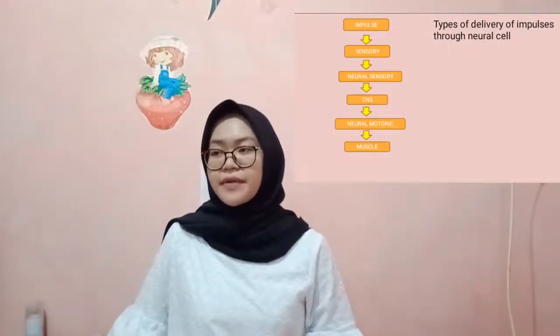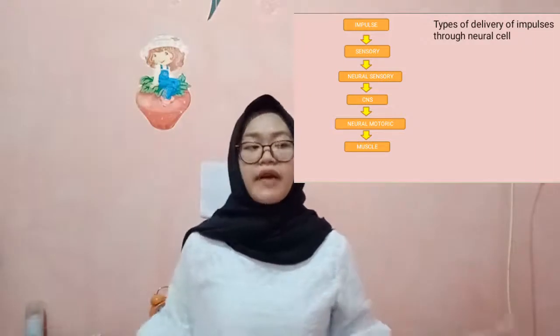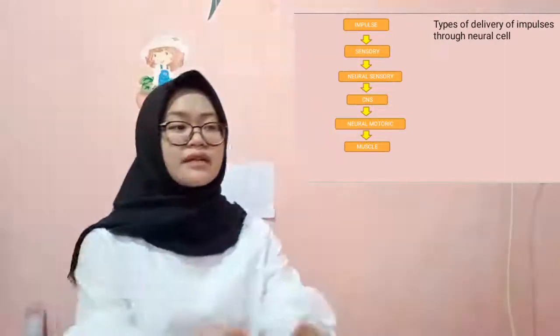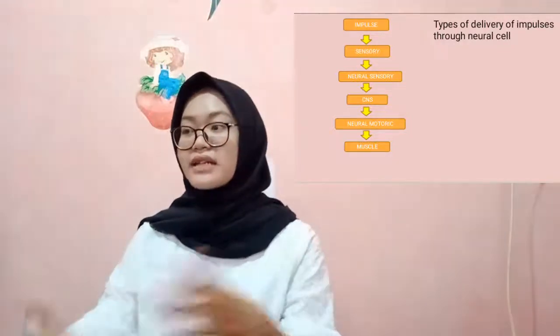Okay, let's look at this slide. This slide mentions how stimuli are derived by our neural cells. For the first, there is impulse. Impulse from the environment produces the stimuli for our sensory organs. Is there someone who wants to mention what kinds of sensory organs are in our body? Okay, skin. Right. Eyes. Tongue. Mouth. And etc.